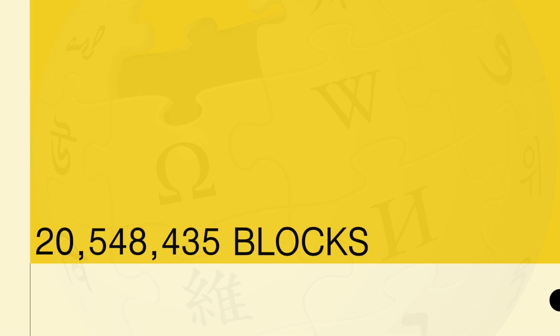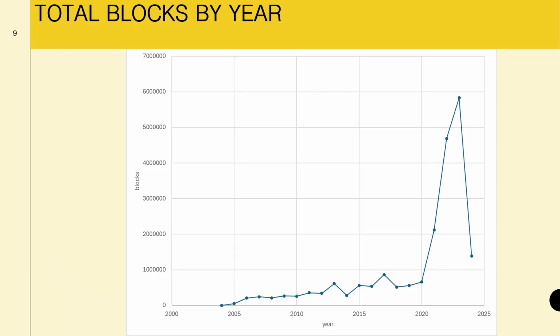All right, first off, 20.5 million blocks have been made on the English Wikipedia since the end of 2004. And let's look at how they break down by year. Wow, that is a big spike at the end. What happened in the last few years that radically increased the number of blocks? Turns out it was a couple of bots. A couple of bots that were approved to preemptively block open proxies.